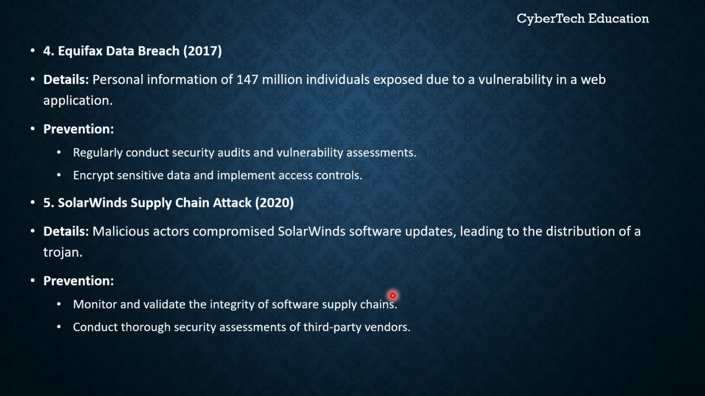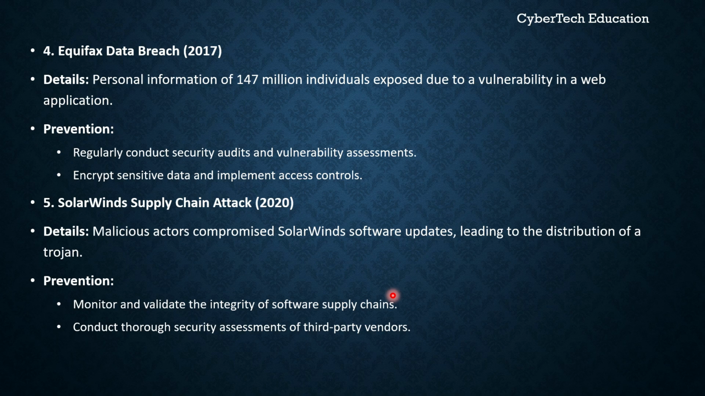Then we have the Equifax data breach of 2017, which exposed the personal information of 147 million individuals, exploited through a vulnerability in a web application. For that, the prevention is to regularly conduct security audits and vulnerability assessments, then encrypt sensitive data and implement access control.